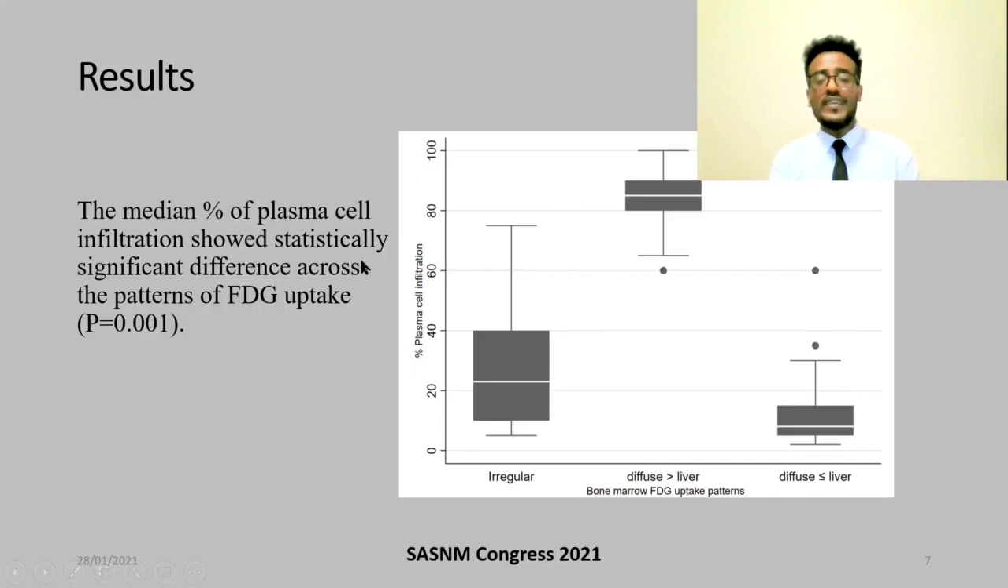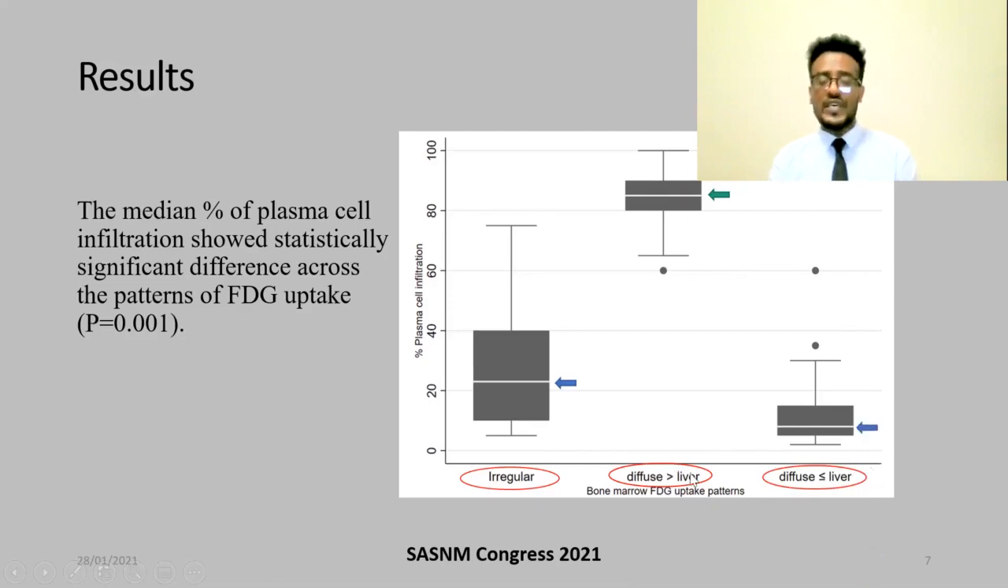Coming to our main results, as you can see in this box plot, which shows the median percentage of plasma cell bone marrow infiltration across the 3 described patterns of FDG uptake, our results showed that those patients with uptake pattern of diffuse greater than liver demonstrate the highest percentage plasma cell bone marrow infiltration with a median value of 85%, followed by those patients with irregular pattern of FDG uptake with a median value of 23%, and the lowest percentage plasma cell bone marrow infiltration was demonstrated in those patients with uptake diffuse less than or equal to liver with a median value of 8%.